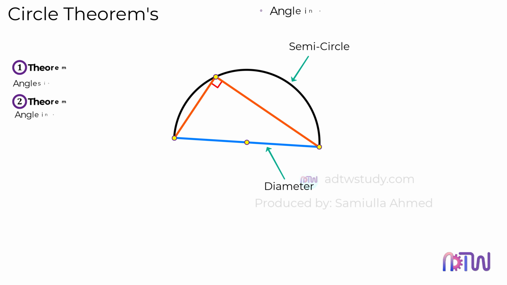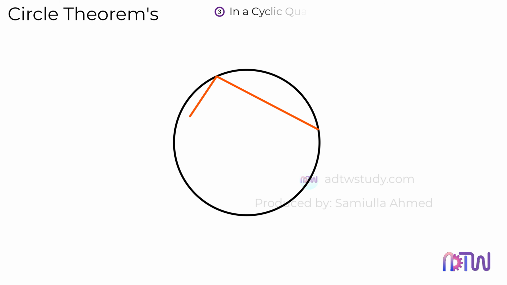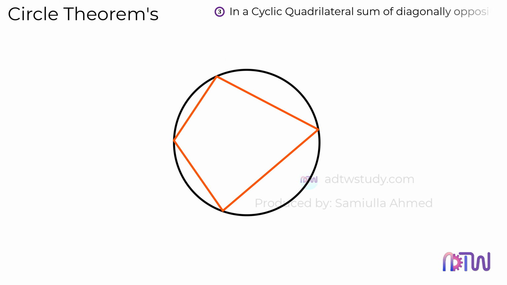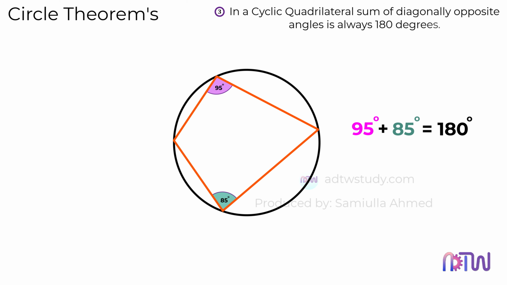The next theorem states that in a cyclic quadrilateral, the sum of diagonally opposite angles is always 180 degrees. First, let's define what a cyclic quadrilateral is.